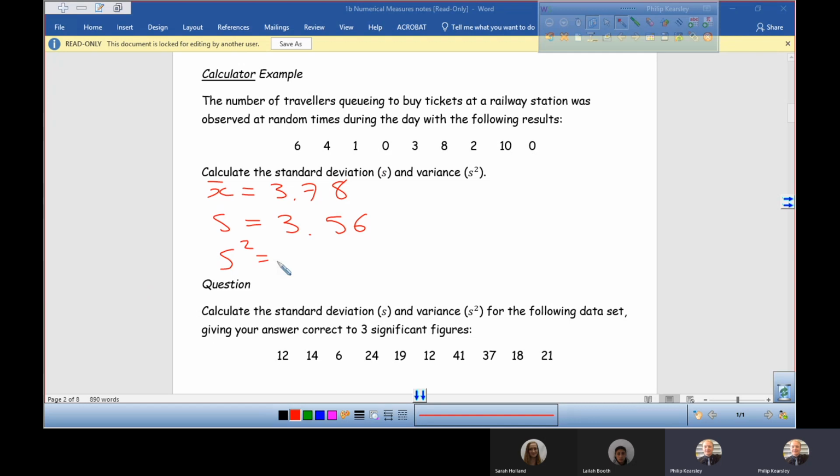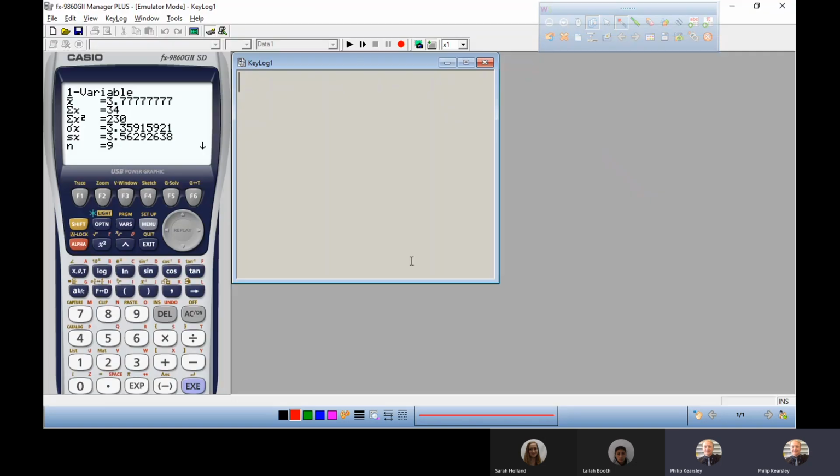So go to your normal math mode. What is 3.56 squared? So to change modes again, you press the menu button and then go to option 1. Type in the calculation, press enter.